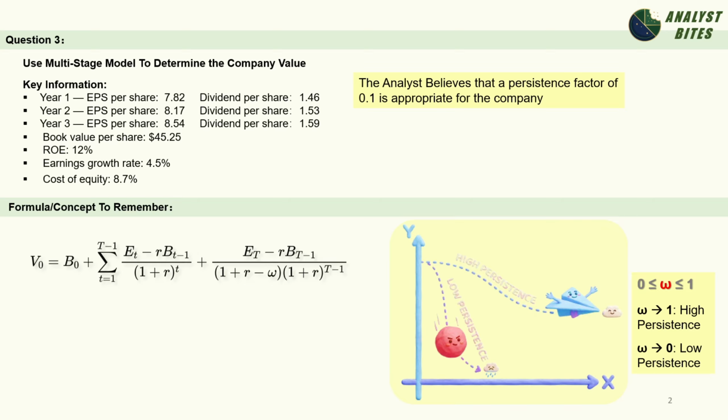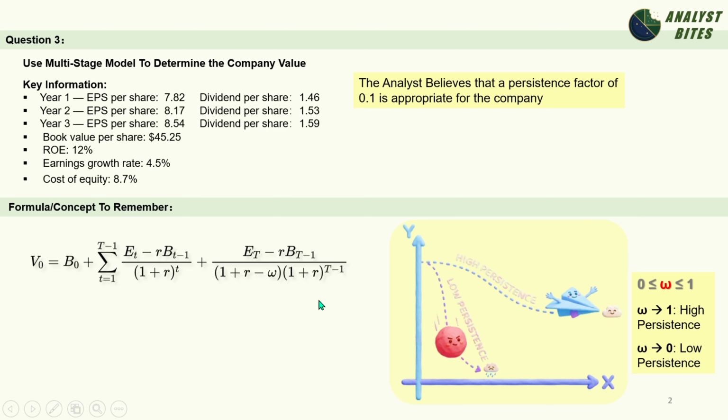You might ask, why can't omega be bigger than 1? Because that means the company would grow faster than the economy forever. It would eventually buy the whole world. That's impossible, right? So omega stays between 0 and 1.